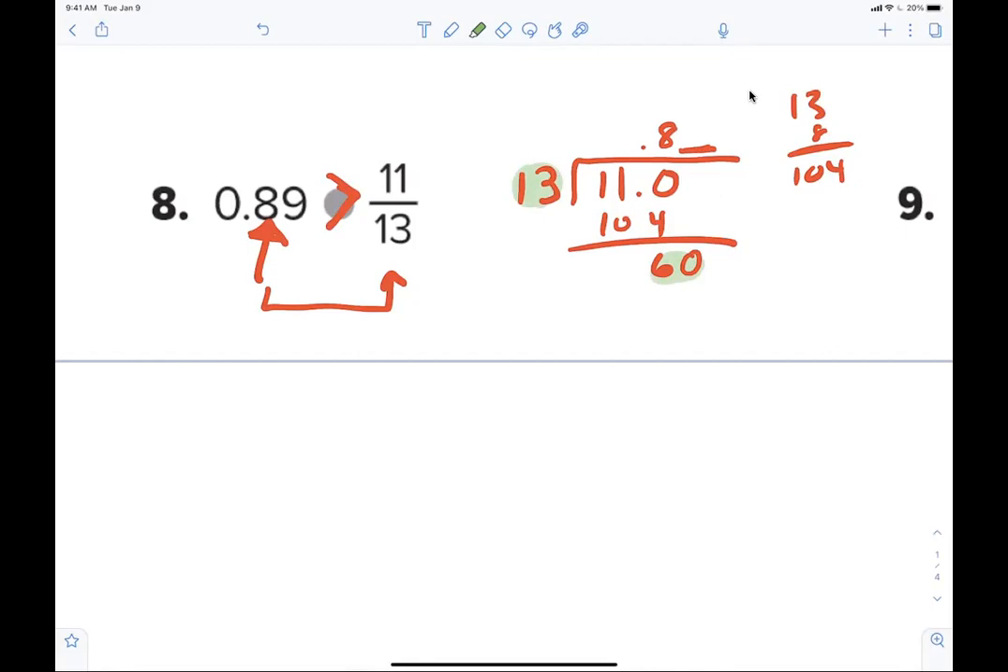No, because we know it's less than 9, right? And if we know it's less than 9, that means 0.89 is greater than 11/13. Clifton, did that make any sense yet? Or do you want me to show you?